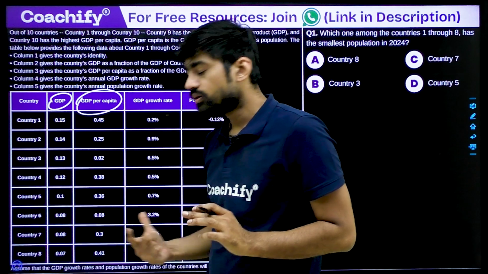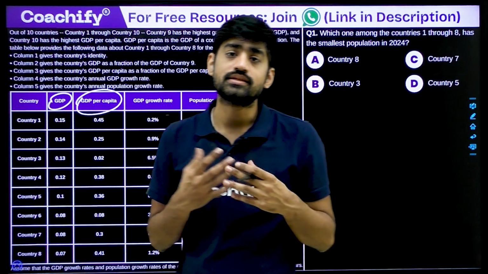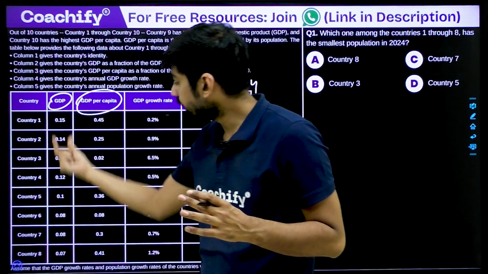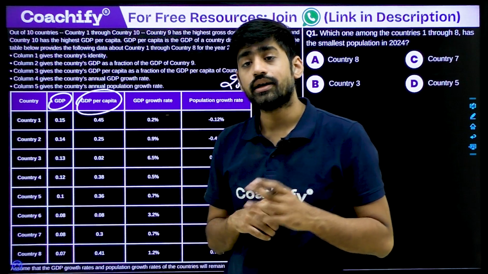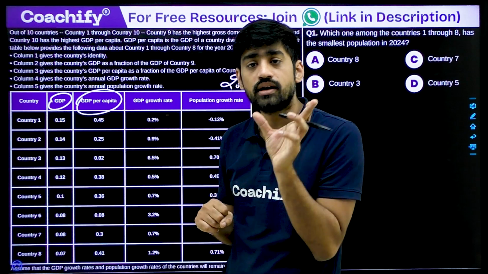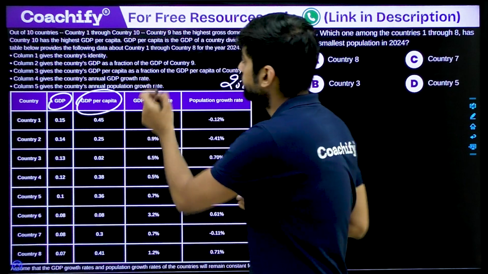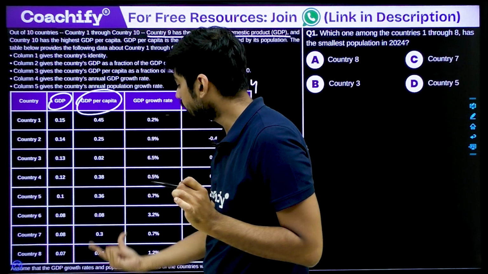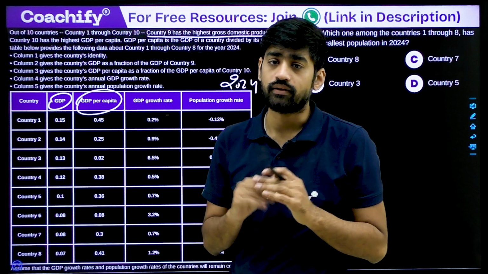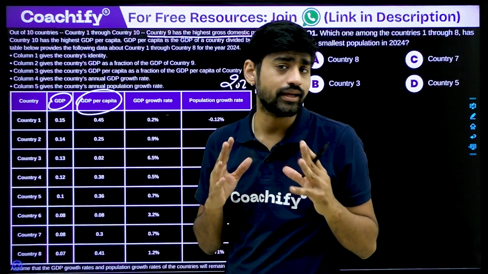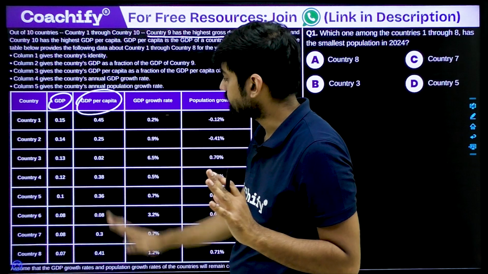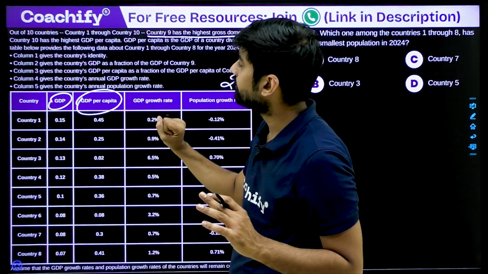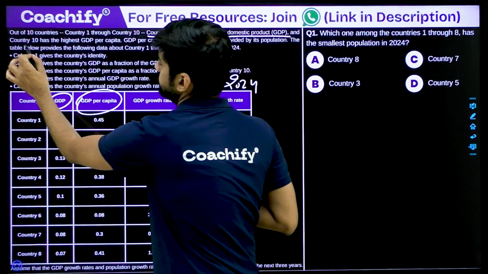These two are calculated by taking some countries' data as a reference. So GDP values are calculated by taking country 9's data as reference because country 9's GDP value is highest. This is given here. Country 9 has the highest GDP. Similarly, GDP per capita values are calculated by taking reference value of country 10. So that's how it is calculated. So GDP per capita value is highest for country 10. This is given here, right?